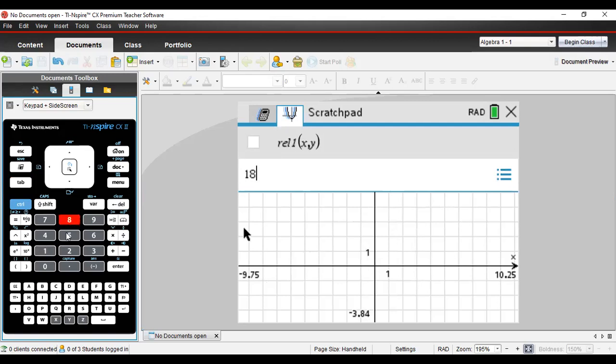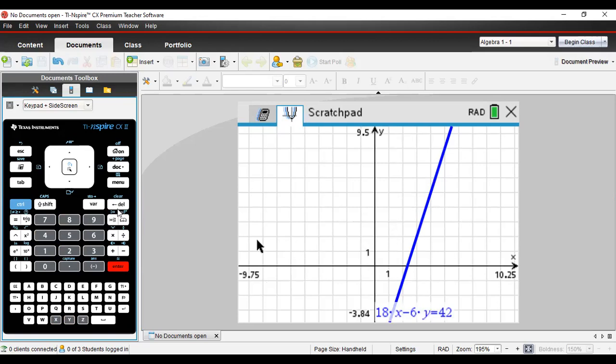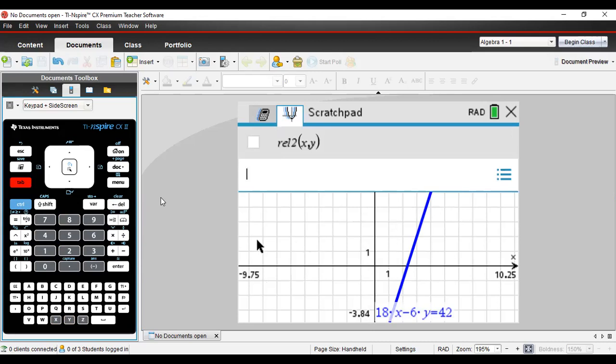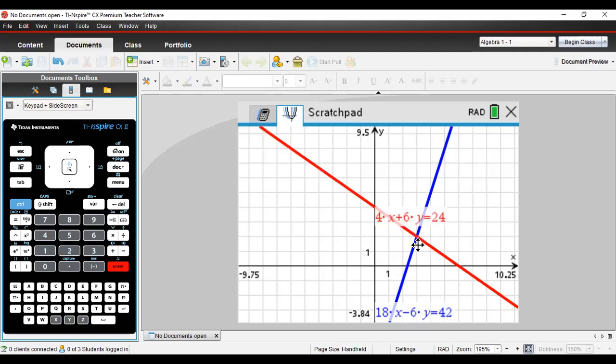It's going to be 18x minus 6y equals, oh, I said 6y. 6y equals 42. And I press enter. There is one equation, and then I'm going to do tab, and then I'm going to enter the next one. This is going to be 4x plus 6y equals 24. And then press enter. All right, there we go.